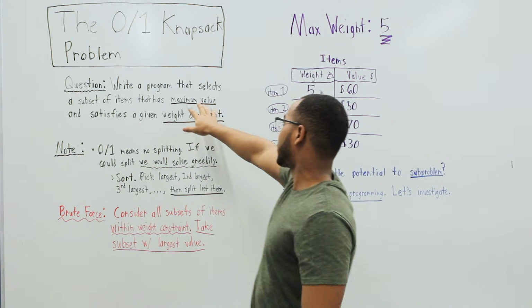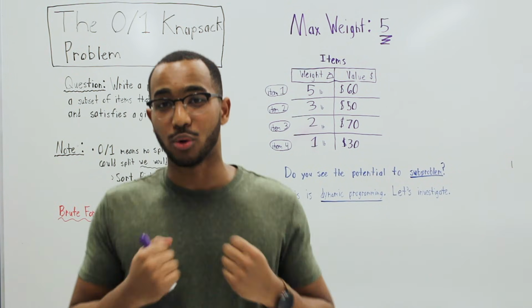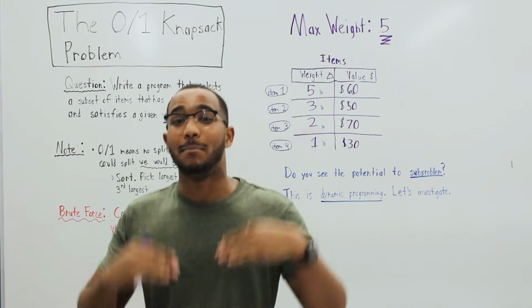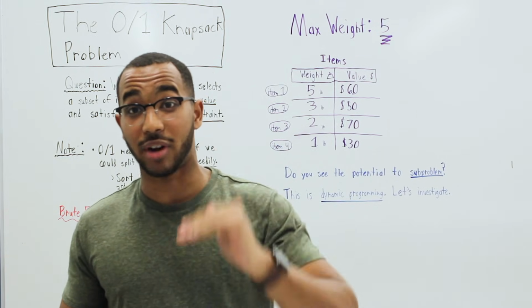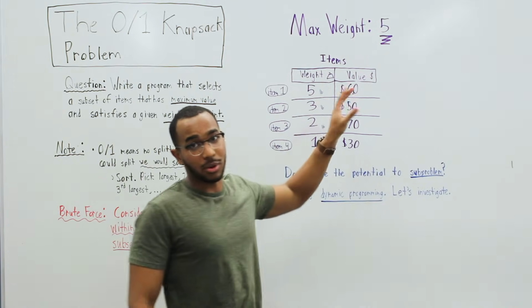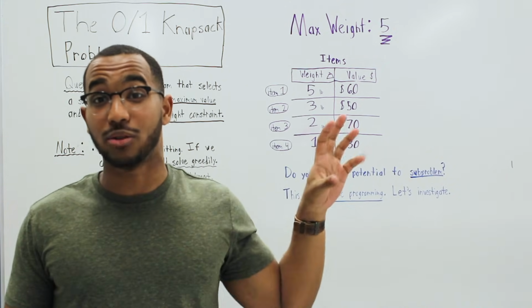Basically, what is the question? The question is, write a program that selects a subset of items you're given that is maximal in value but stays within a weight constraint we're given. Here I have an example. Our weight constraint is, at max, we can pick 5 pounds worth of items.